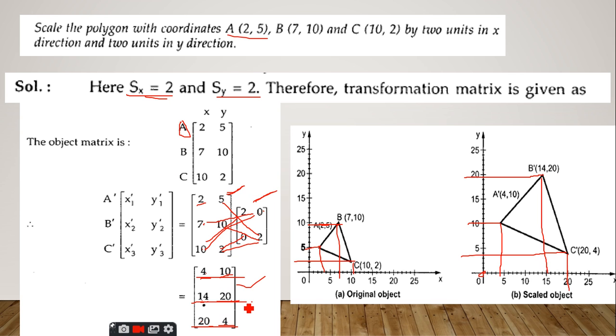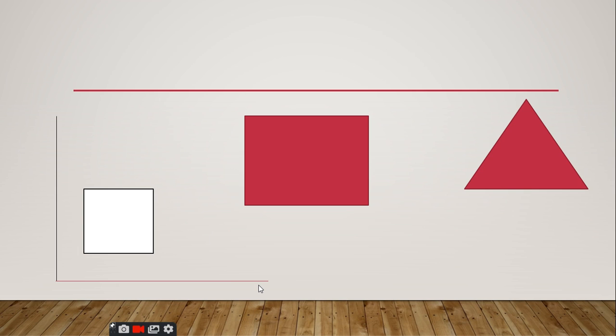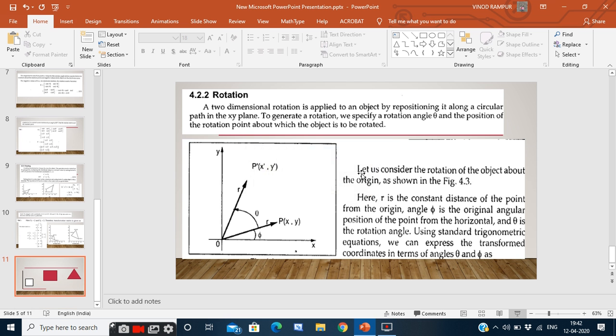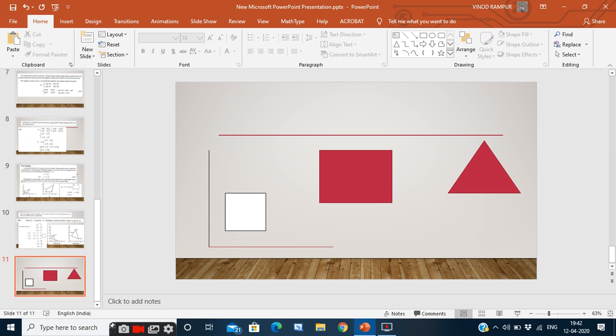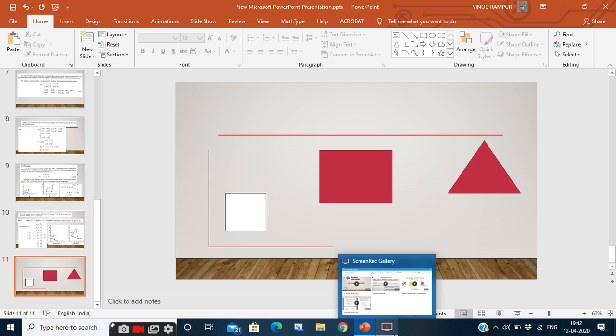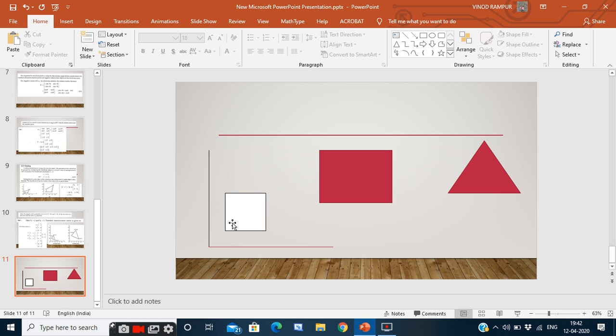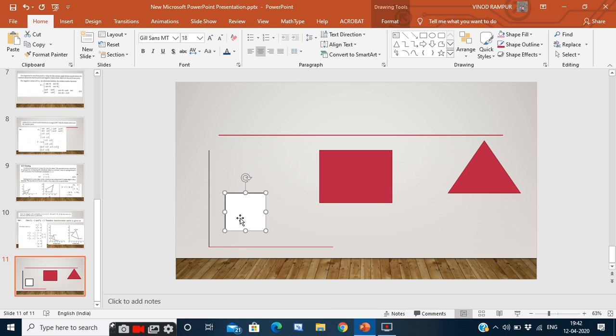How we are going to increase the scale, and especially you just remember those three conditions: Sx and Sy greater than 1, less than 1, and equal to 1. Now I am going to show a simple example like that. See here, now I am considering this one.